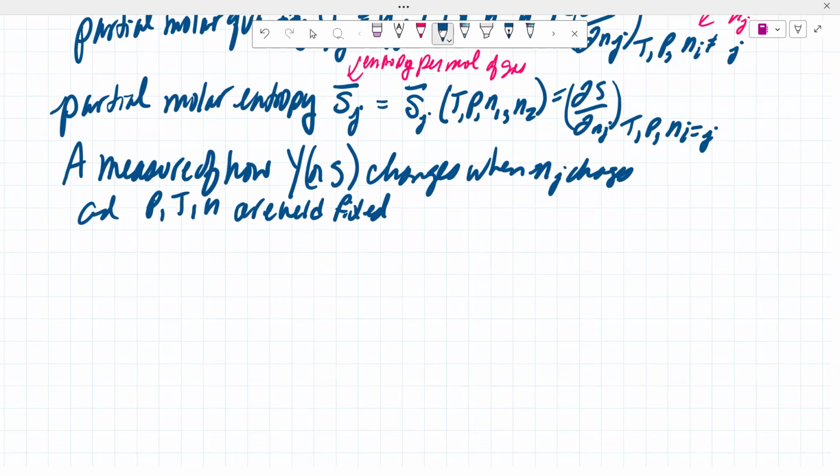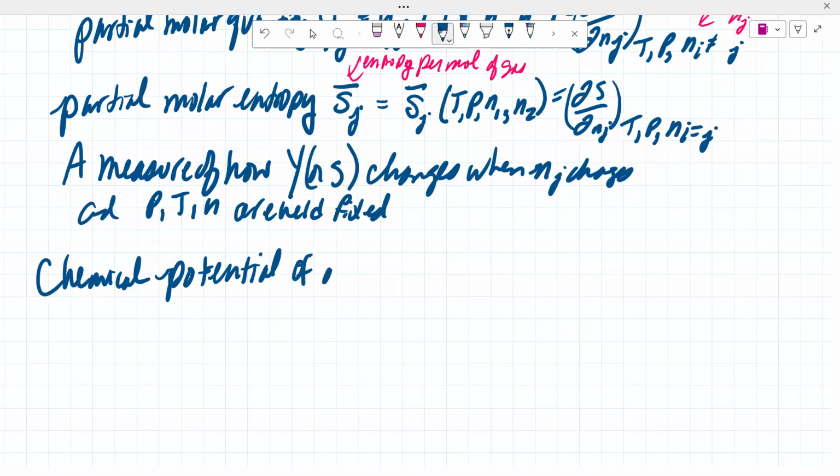Suppose we want to write the chemical potential of a two-component system.